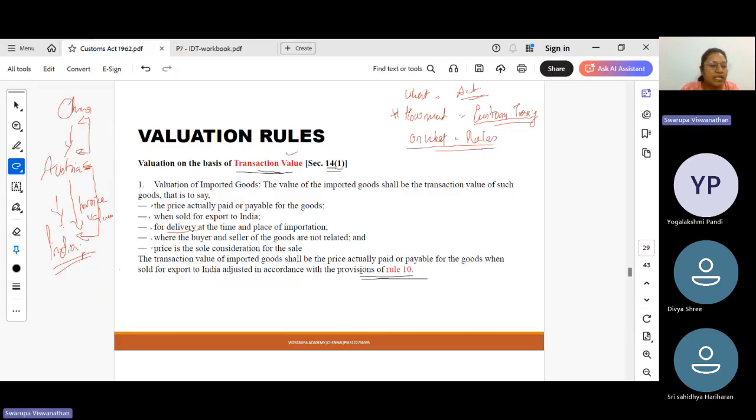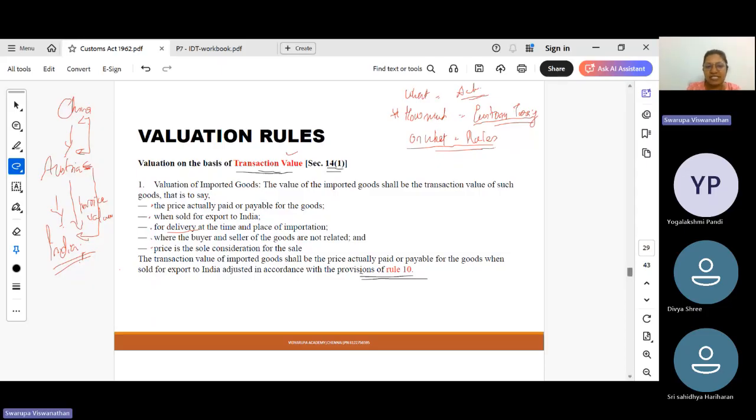Okay, we saw that there are two ways in which the duty can be levied. One is an ad valorem levy, which is based on the assessable value. One is specific levy. So for ad valorem levy, we need to check the valuation rules and we need to follow the valuation rules. Okay.